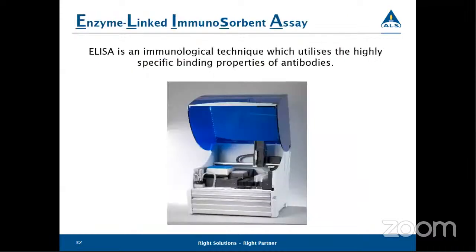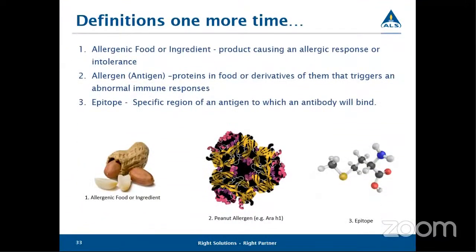So now I'd like to go through a little bit of the actual assay that we perform in the laboratory to detect the allergens. We refer to it as ELISA, which stands for Enzyme-Linked Immunosorbent Assay. It's a technique that has highly specific antibodies that are going to bind to those epitopes on the allergen. And again, just one more time with the definitions, because we're going to refer to them. The allergen, that's the center picture there, is the specific protein that we extract from the product itself, and the epitope is an even smaller portion of that protein to which the antibody is going to bind.